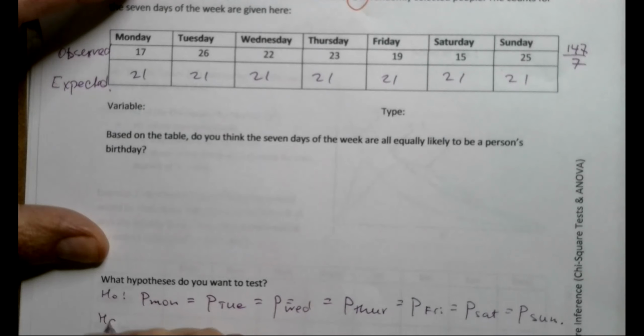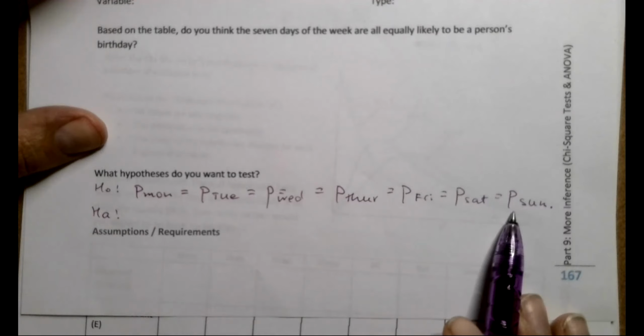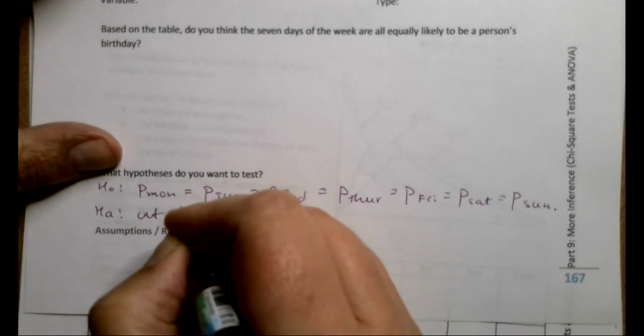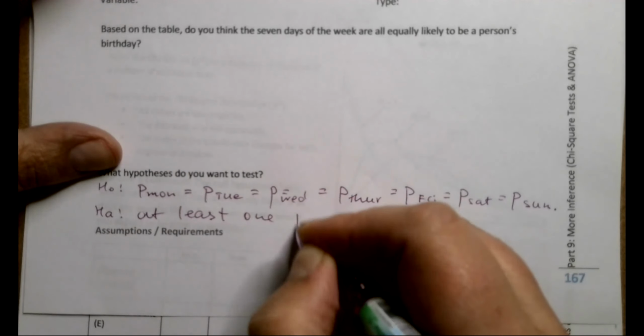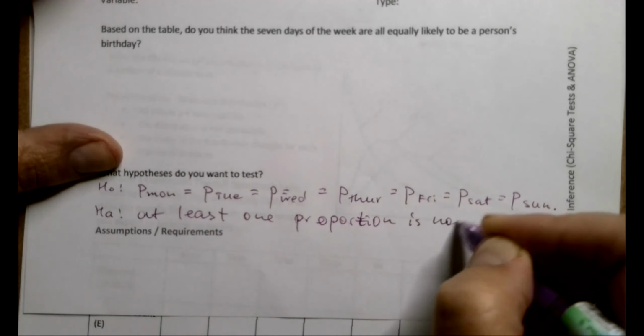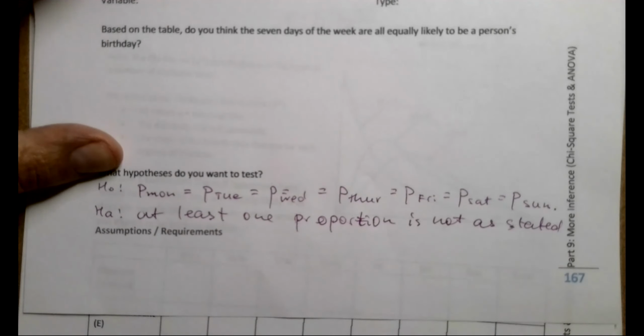Now let's think about the alternative. Sometimes people say the alternative is that those proportions are not the same. But think about it. In order to disprove the null, do we have to prove that every single proportion is not the same? I hope your answer was no. We just have to prove that one proportion is off, and that will do it. So for the alternative, we're going to say that at least one proportion is not as stated.